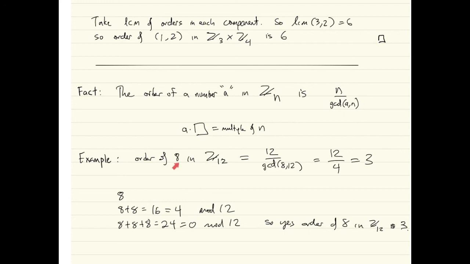So as an example, the order of 8 in Z mod 12, or Z12, is 12 divided by the GCD of 8 and 12, and that's 4. So 12 divided by 4 is 3, and then we can check that. So we need to add 8 to itself 3 times, only then are we going to get 0 in Z mod 12. So 8 plus 8 is 16, and in mod 12, 16 is the same as 4. Okay, so we're not at 0 yet. 8 plus 8 plus 8, on the other hand, is 24, and in mod 12 land, 24 is the same as 0. And so yeah, we've got that the order of 8 is 3. That's the number of times we had to add 8 to itself to get 0 in the group.